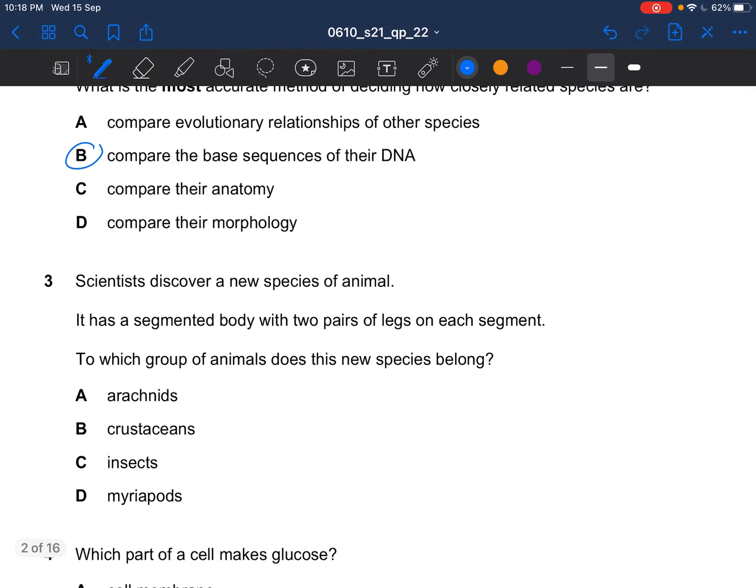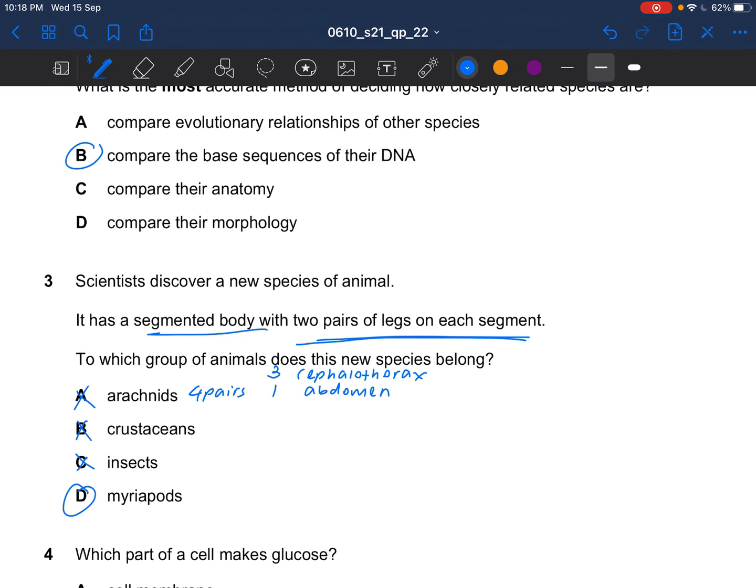Next question, scientists discover a new species of animal. It has a segmented body with two pairs of legs on each segment. To which group of animals does this new species belong? It should be myriapods. The body of a myriapod consists of many segments, and each segment has jointed legs. The arachnids have four pairs of legs. The segments are the cephalothorax and also the abdomen. But there are three pairs of legs on the cephalothorax and one pair of legs on the abdomen. So it can't be A since it doesn't fulfill the second part of the statement.